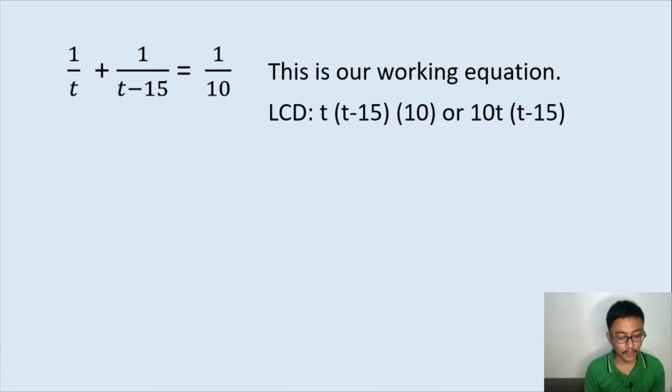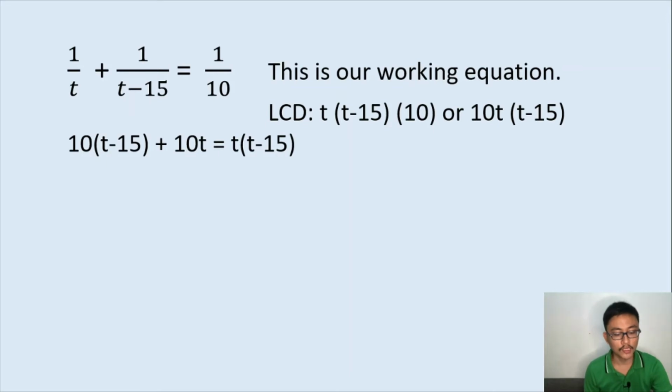So hanapin lang natin yung LCD, which is t times t minus 15 times 10, or pwede na natin i-times yung 10 sa t, so 10t times the quantity of t minus 15. So since nakuha na natin yung LCD, we can simplify that 1 by 1.